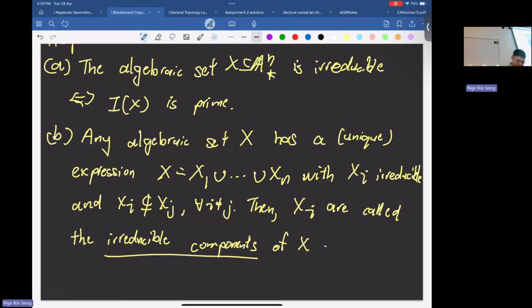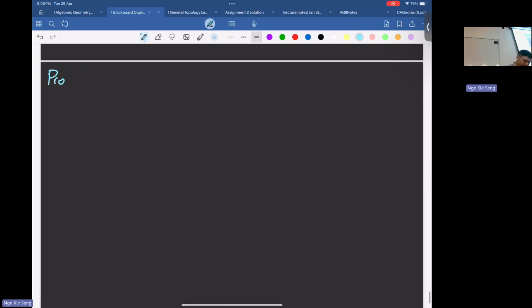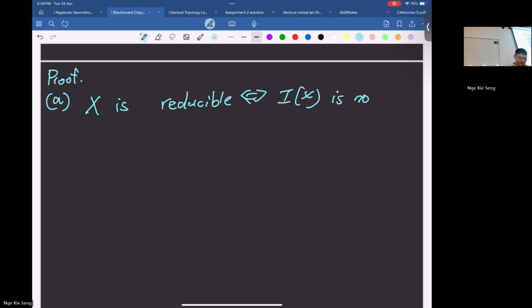Okay, let's prove these real quick here. So, an algebraic set is irreducible if and only if the ideal defining this algebraic set is prime. Instead of proving that, we will prove the contrapositive. Meaning if X is reducible, if and only if I(X) is not prime. Why do we turn it into this kind of statement? Because if X is reducible, you have something to work with: you can write it as a union of two proper sets.